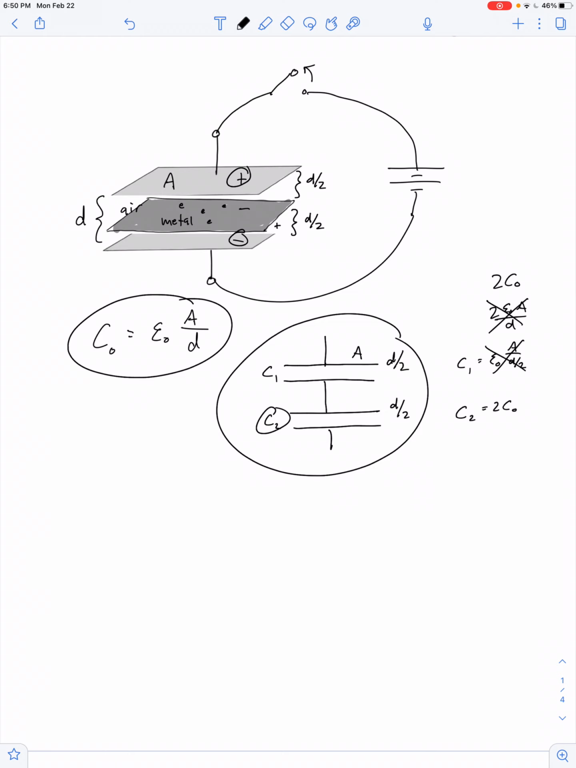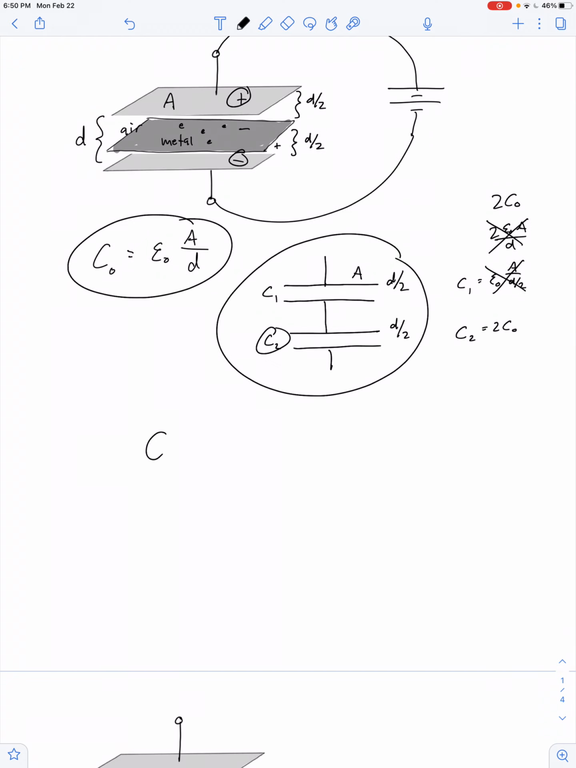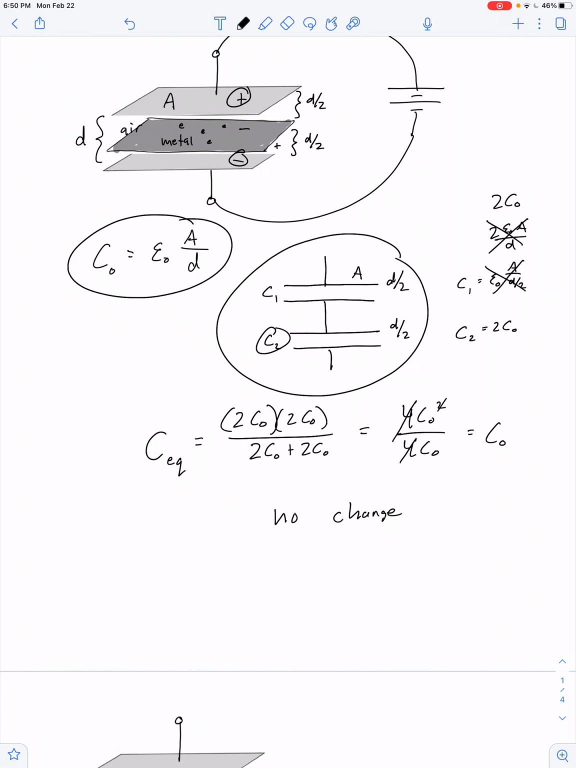And because they're connected together in series, we can use the rule for equivalent capacitance for capacitors in series. When there's just 2, we take the product over the sum. So 2C naught times 2C naught divided by 2C naught plus 2C naught gives us 4C naught squared over 4C naught, which just reduces to the original capacitance. Point being, there's no change in the capacitance if you insert a thin metal sheet halfway between the plates.